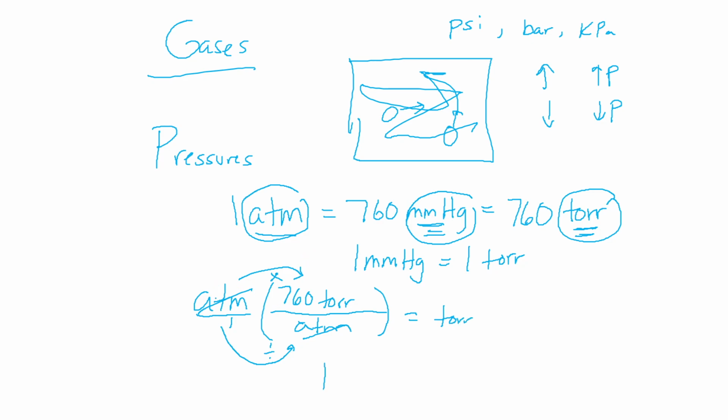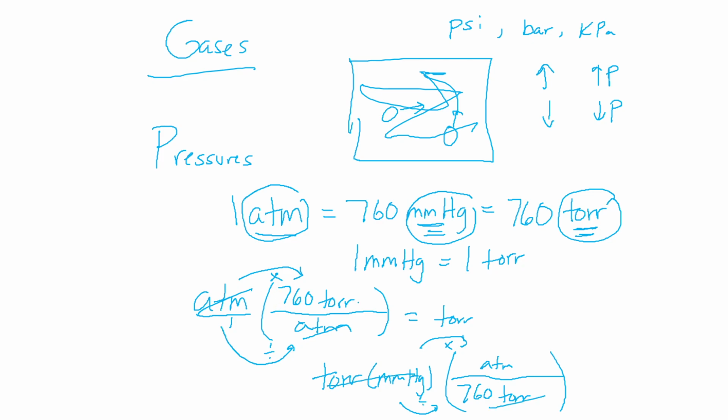If you're starting with torr or millimeters of mercury, either one, because they are basically a 1-to-1 conversion there, you would actually divide by the 760. And the atmospheres would go on top. Once again, we're going to multiply on top there, divide on the bottom. Torr or millimeters of mercury will cancel, and we'll leave you with atmospheres.